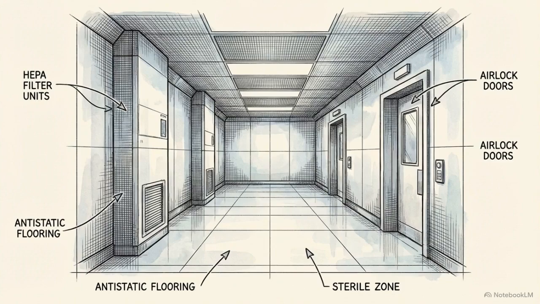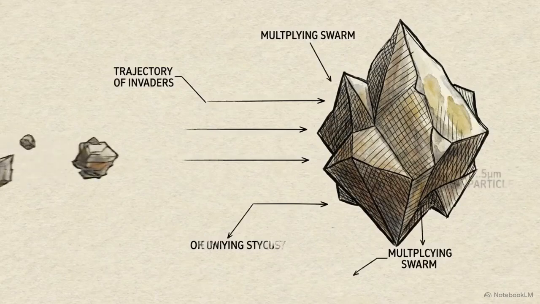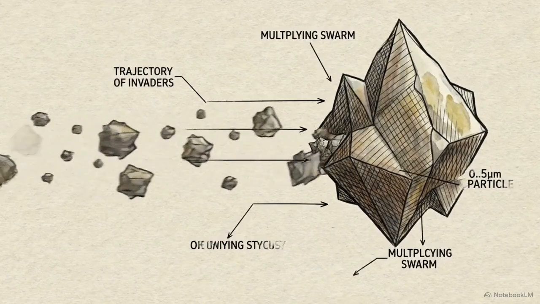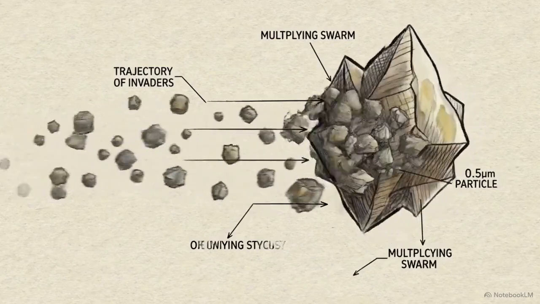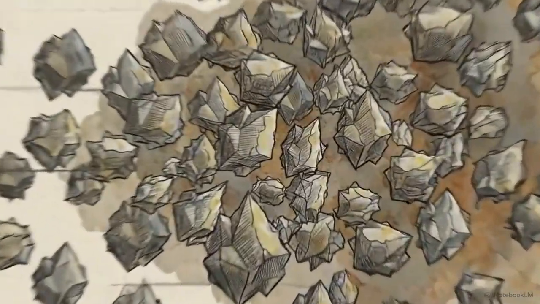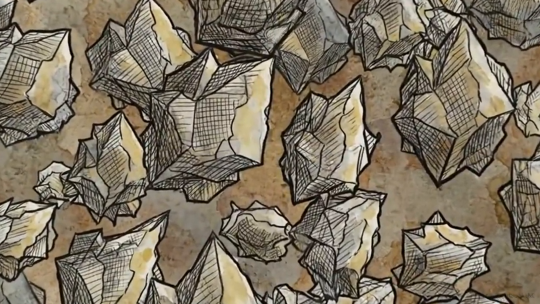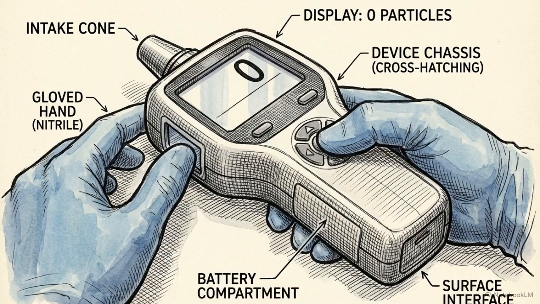Non-viable airborne particles are completely invisible to the naked eye. Yet, if enough of these jagged, microscopic invaders enter a sterile environment, they will shut down a multi-million-dollar production line in seconds. To detect them, QA teams rely on a specific piece of diagnostic hardware, the handheld particle counter.